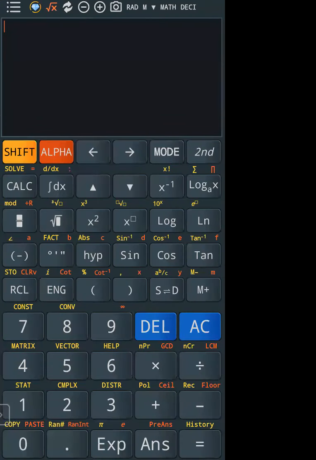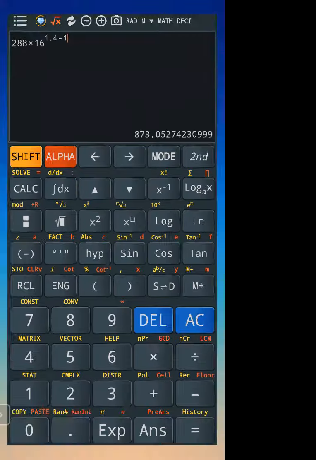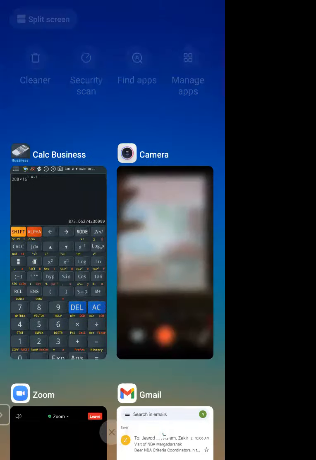So T2 will be 288 into RC, which is 16, raised to power 1.4 minus 1. So this is the value we got: 873.05 Kelvin, right?